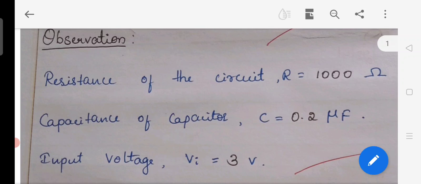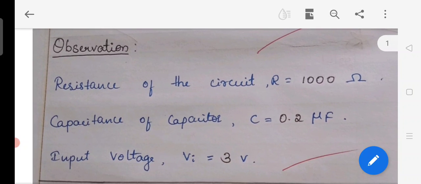An input voltage of 3 volts is going to be connected. We can vary the input voltage: 1 volt, 3 volt, 5 volt or 10 volt. That's based on our instrumental setup. Observation means the values which are going to be decided, and we keep those standard values in the circuit. Resistance of the circuit is so many ohm, capacitance of the capacitor is again so many microfarad, and input voltage is so many volt.